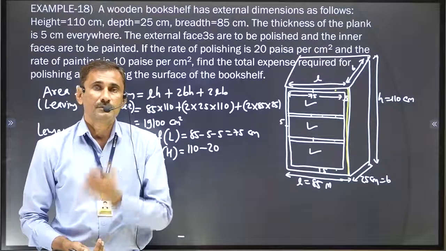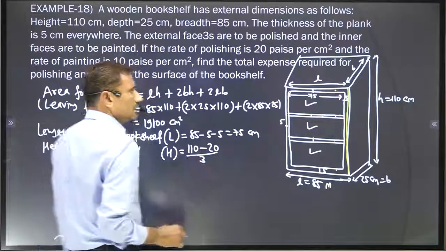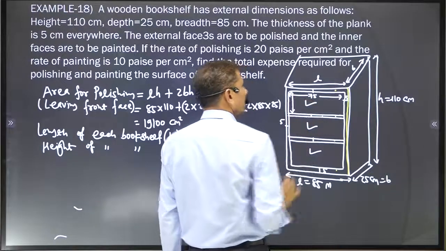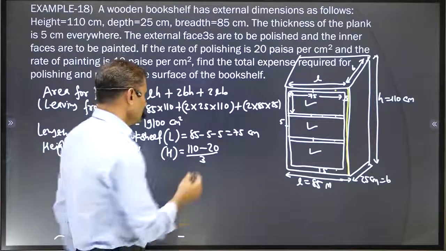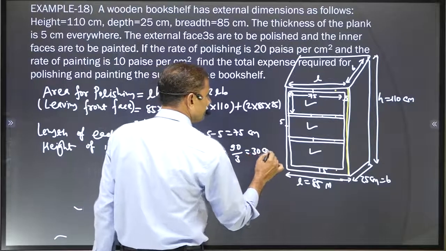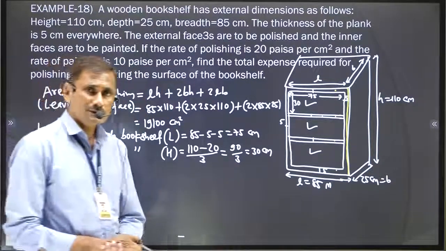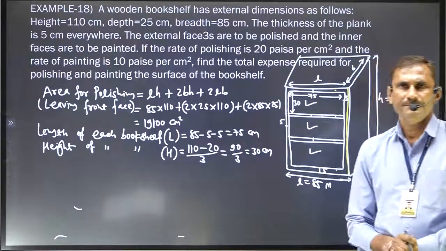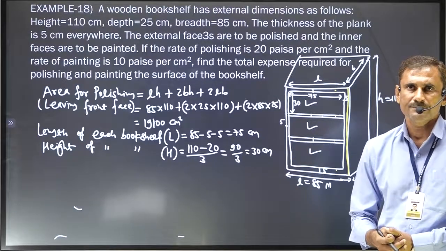Now it will be the height of all three. We want to get it for an individual one, so I divide it by 3 also. Actually, I want to find this measurement for one only. So obviously it will be 30. 110 minus 20, 90, 90 by 3, 30, 30 centimeter. So you understood this question becomes so complicated. But once you understand well, calculation is second thing. Now understanding is important.